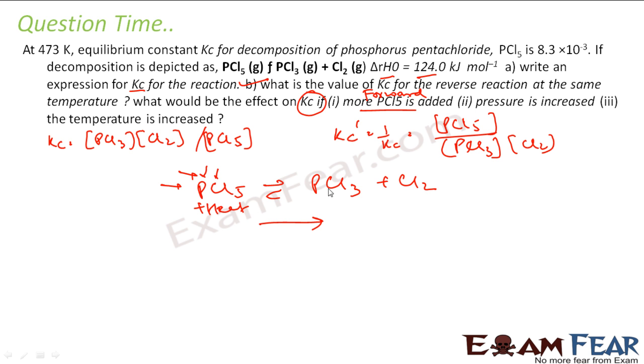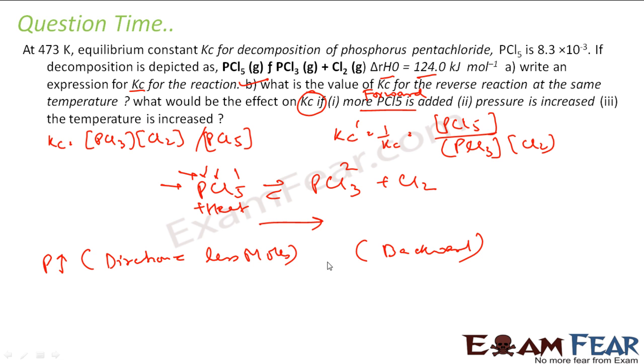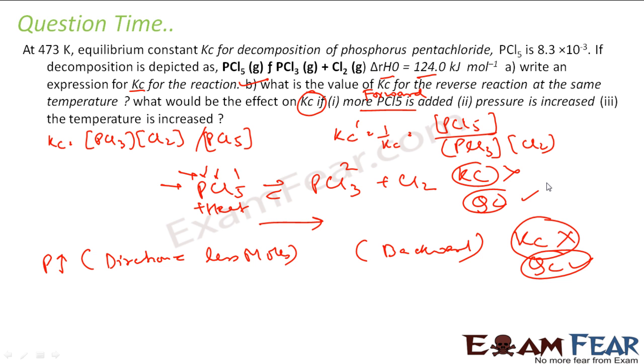Pressure is increased. If pressure increases, the reaction moves in the direction of fewer moles. Right? Here we have 1 mole, here we have 2 moles. So it moves in the backward direction. Pressure increase, it moves in the backward direction, but Kc will not change, Qc will change. Correct? Here also Kc is not changing, but Qc will change.